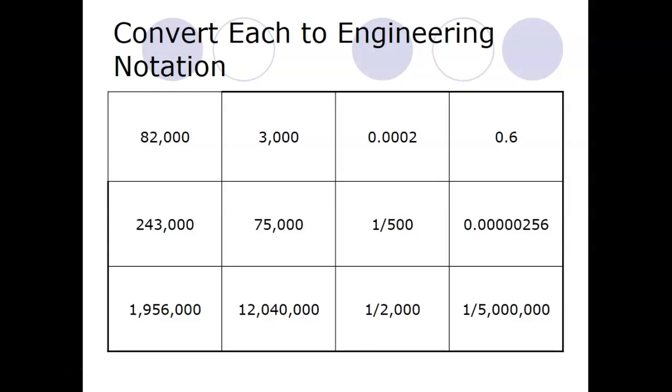All right, so the first one should be 82 times 10 to the third, 3 times 10 to the third. And I'll go ahead and tell you this, guys. Scientific notation and engineering notation will occasionally intersect, but not all scientific notation will be engineering notation. And not all engineering notation will be scientific notation. Does that make sense? They intersect at points, but they're not the same thing. Does that kind of make sense to everybody?